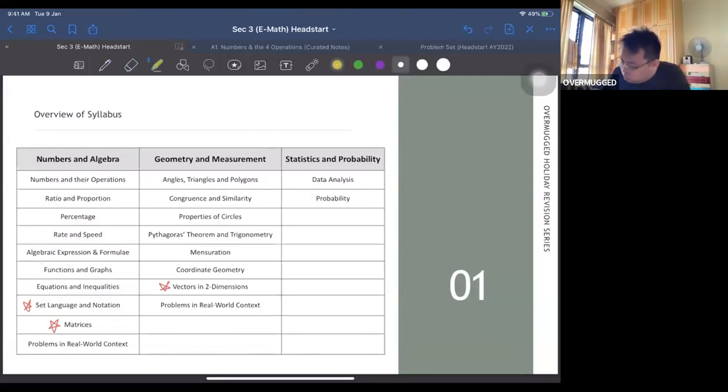Now, the one topic to take note will be this. So later I will dive a little bit into what I feel are the hardest topics for the math syllabus. Okay.